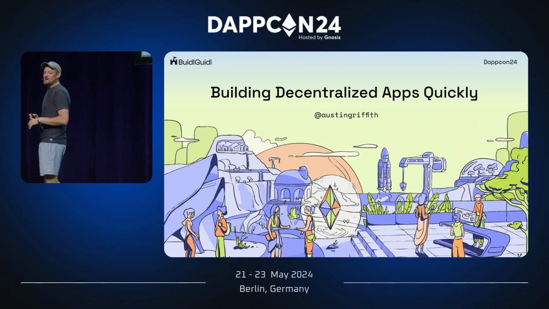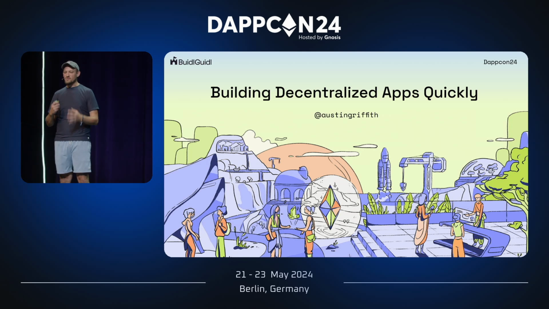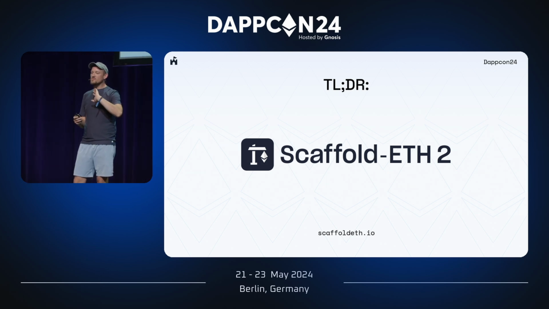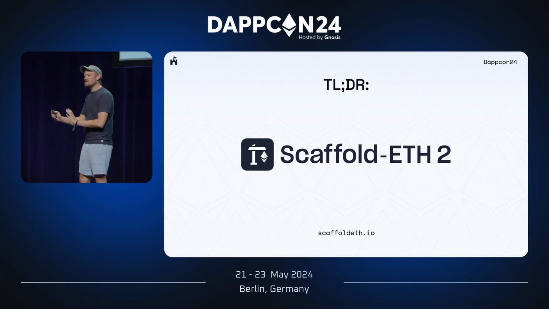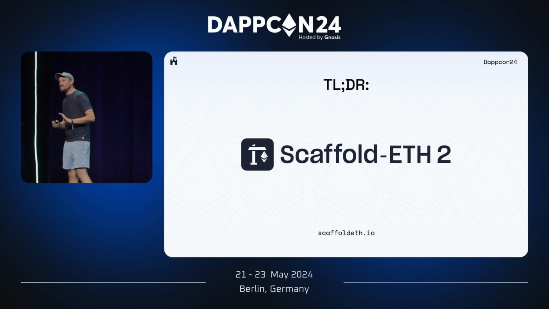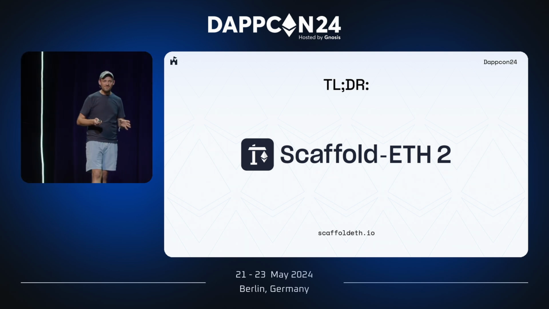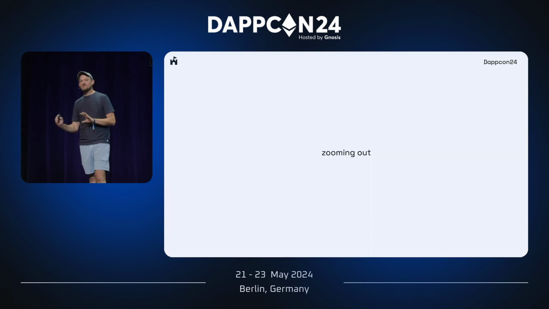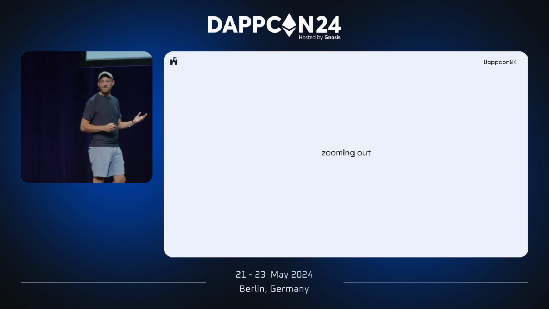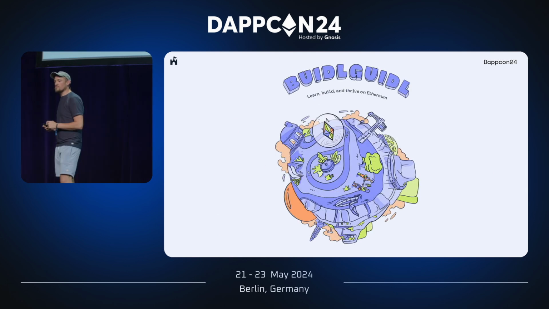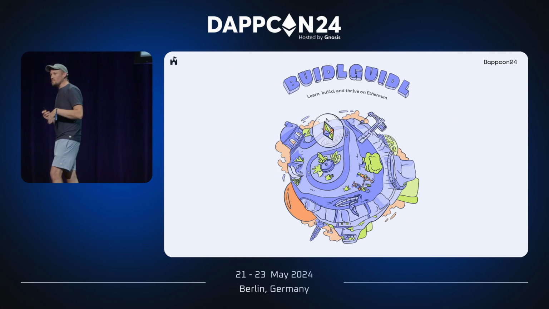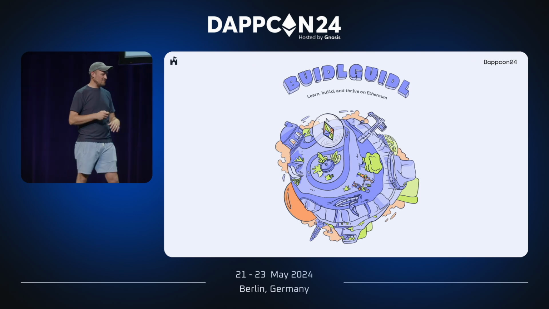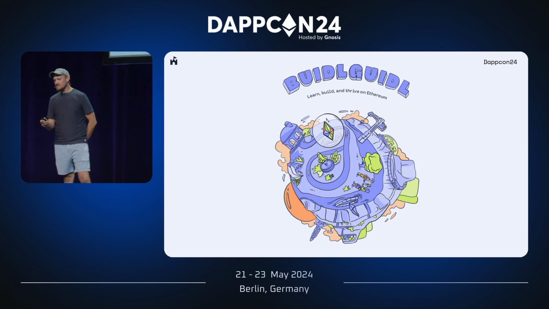But I work for the Build Guild DAO, and we do a lot of things in a lot of different areas, but the TLDR for building apps quickly is use Scaffold-ETH, and I'll get into that more as we go. But let's zoom out a little bit and let me give you some context about the Build Guild and where we're focused. The Build Guild is a Wyoming DAO. I think we have like 1,000 members who have joined.